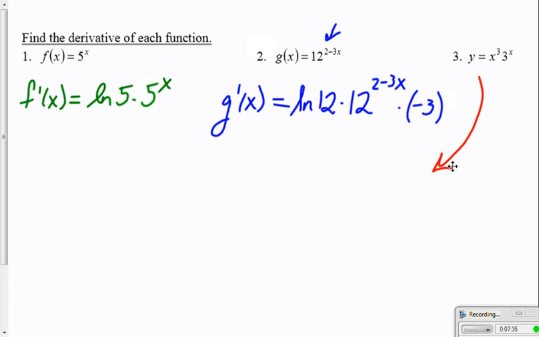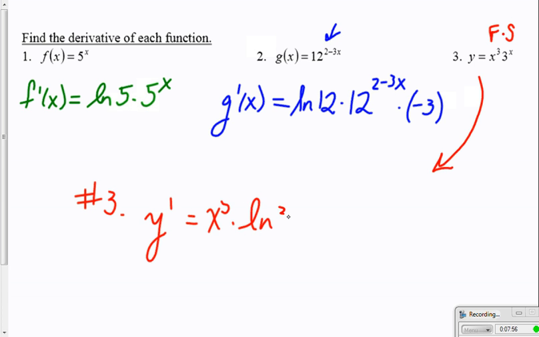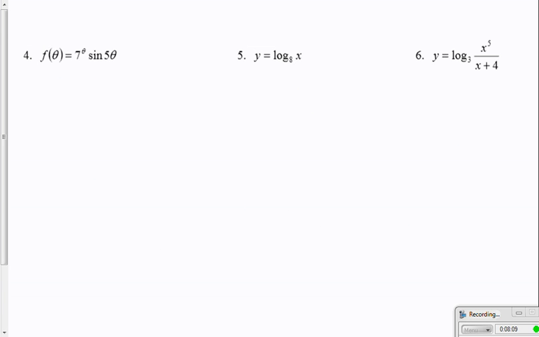Number 3 is going to require just a smidge more work because this is actually a product. So I'm going to think of this as first times second and then apply the product rule to it. For question number 3, the derivative is going to be first, which is x cubed, times the derivative of the second, which would be natural log of the base, times 3 to the x, plus second, 3 to the x, times derivative of the first, 3x squared. Okay? So it's just pretty straightforward application of derivative formulas.